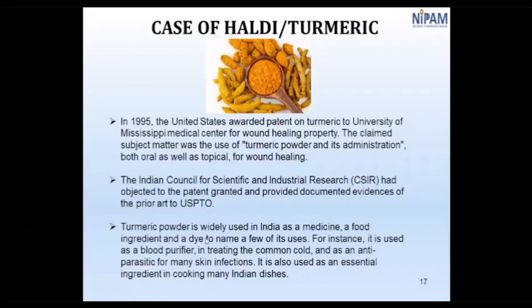Turmeric powder is widely used in India as a medicine, a food ingredient, and diet, to name a few of its uses. For instance, it is used as a blood purifier in treating the common cold and as an antiparasitic for many infections. It is also used as an ingredient in cooking many Indian dishes. Ye kafi times India mein use hota raha, but 1995 mein jaakar US mein haldi ka patent diya gaya. So India ne bataya ki we have the document claiming that these products are being used in our country since ages.